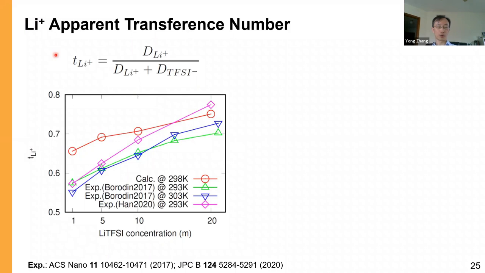So here we calculate the apparent transference number. At low concentration, we are a little bit overestimated, but at high concentration the agreement is perfect. So now, at least based on our liquid structure, we can capture this behavior. So how do we explain why this is happening with our water-rich domain?